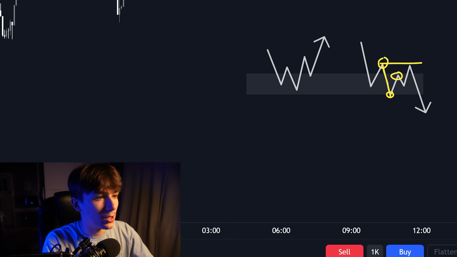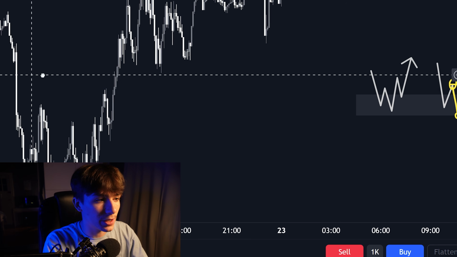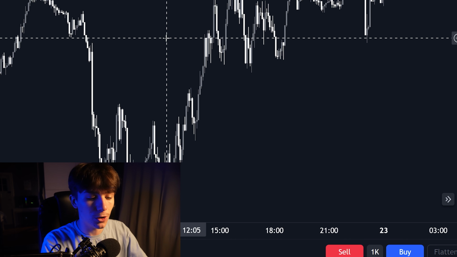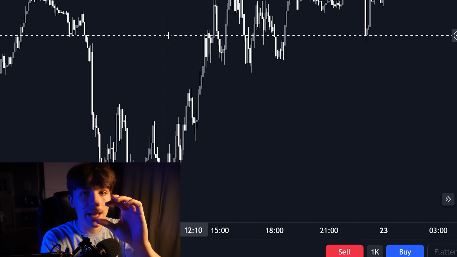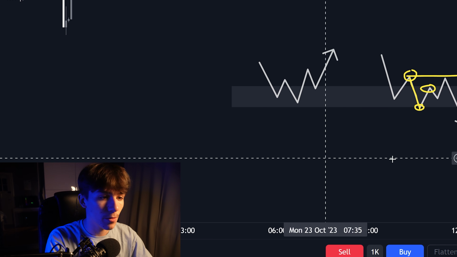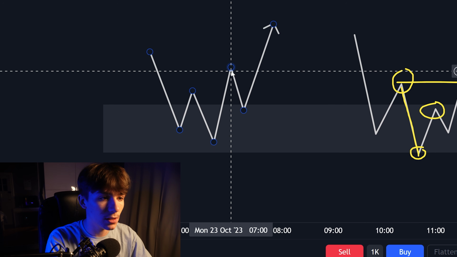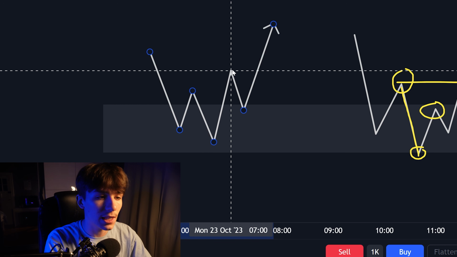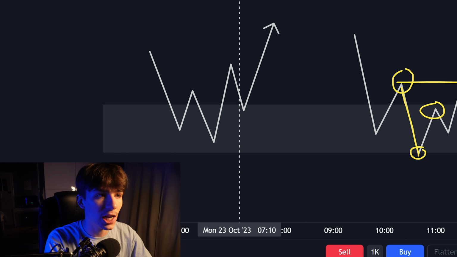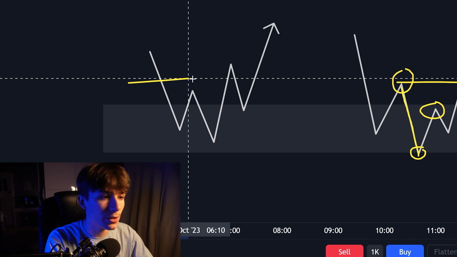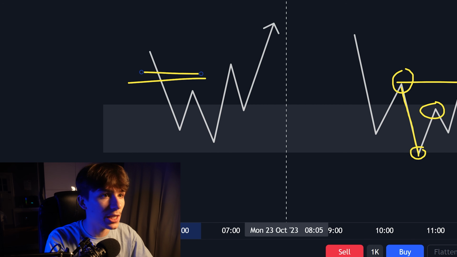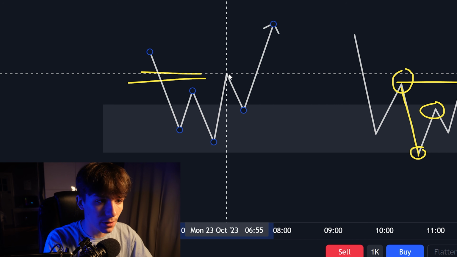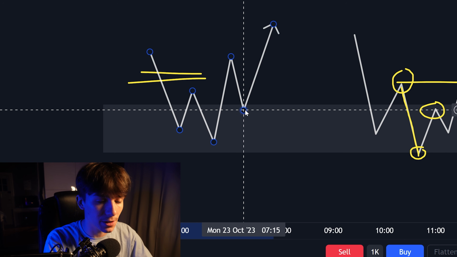So the fourth way I try to identify a valid break of structure is what everyone tells you. It's the simplest thing, it's just displacement. So you don't want to see a little candle close like this. You don't want to see it like this, because then it can just be a liquidity sweep. You really want to see momentum, and especially, let's say, if there's some fair value gap right here, you really want to see it not mitigate this fair value gap, and really some displacement right here. You get what I mean?